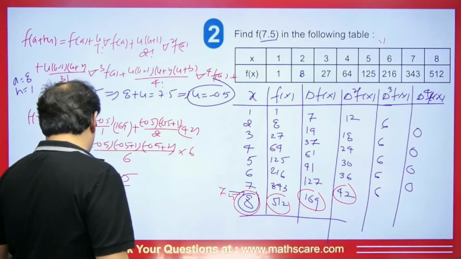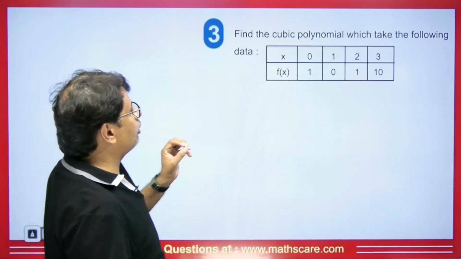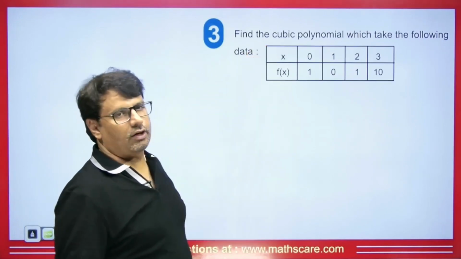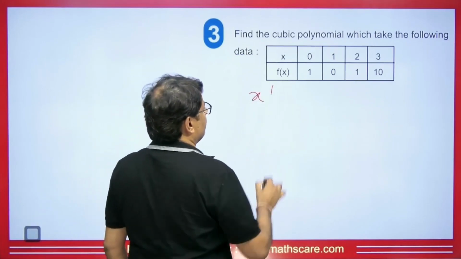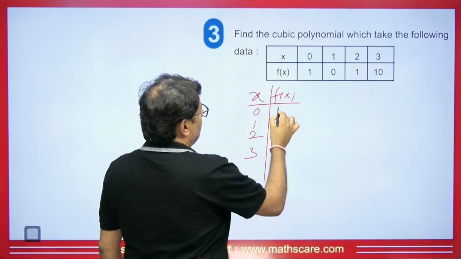So keep in mind, I'll tell you a question related to polynomial. For instance, here is a question. Find the cubic polynomial which takes the following data. You have x and f(x) given. What do you have to do here? We need to find the polynomial of this. So what do we do first? You have x, and what do we have? f(x): x is 0, 1, 2, 3 and f(x) is 1, 0, 1 and 10.